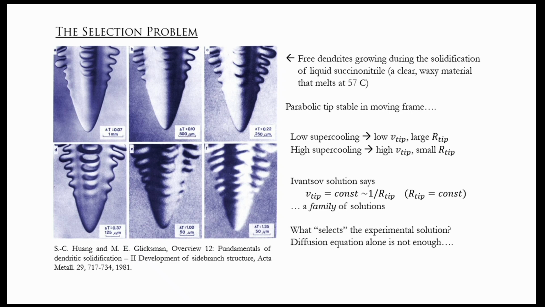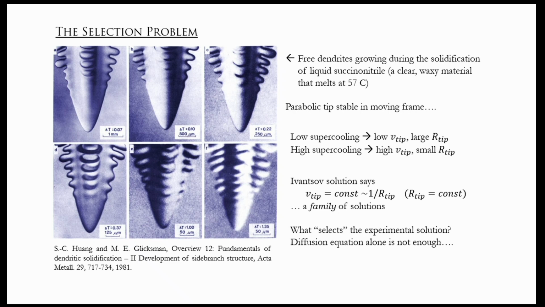And what puzzled people right away was that this Ivantsov solution says that the tip velocity is proportional to 1 over r, and that's true in all of these. If you take r times v tip, you get a constant. But it's a family of solutions. The diffusion equation does not tell you what r or v tip will be. It's just that it has to be one of this family. And it is. These are all in that family.